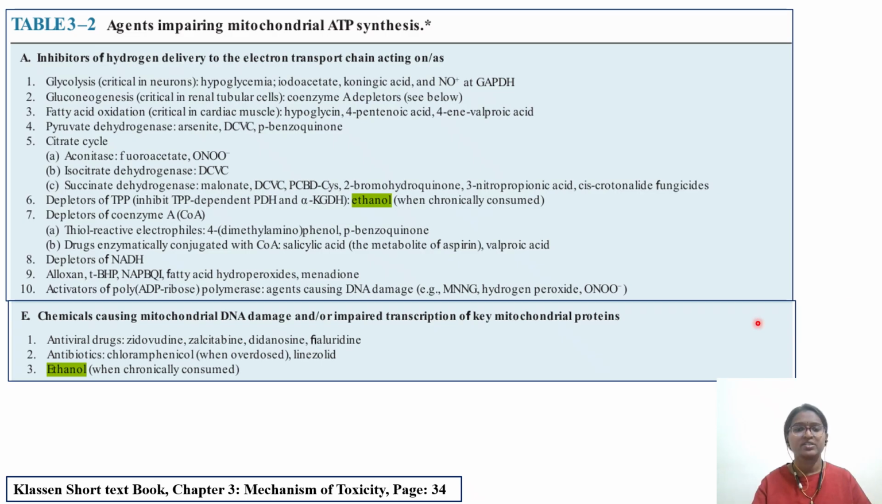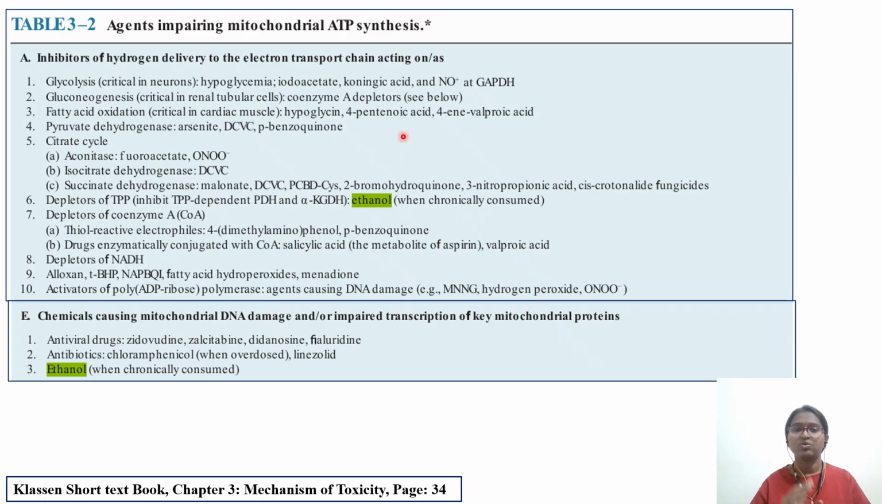Now we'll go to the next. Ethanol is again in continuation of chapter 3, mechanism of toxicity. Ethanol is also mentioned under table 3.2, where it is impairing mitochondrial ATP synthesis. Whenever ethanol is consumed in large quantities, that is chronic consumption over a long period of time, it causes depletion of TPP-dependent enzymes like PDH and alpha-KGDH. So it is inhibiting hydrogen delivery to the electron transport chain.